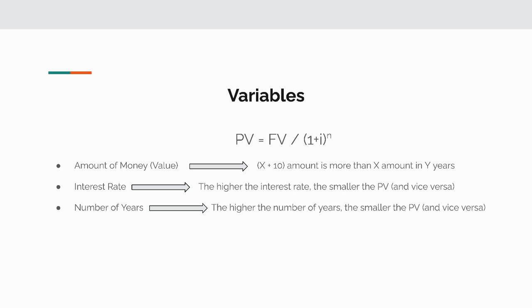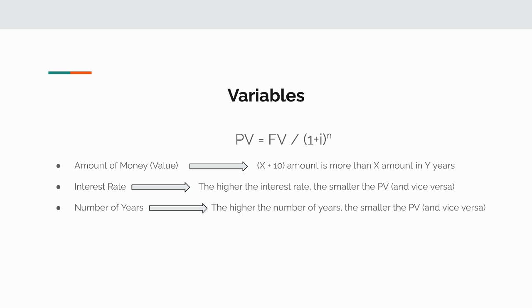Number two, interest rate. The higher the interest rate, the smaller the present value, and vice versa. If the interest rate is higher, your present value is going to be smaller because, mathematically, the rate of return is on the denominator. So if it's bigger, since your future value is getting divided by that number, you're just going to have a smaller present value.